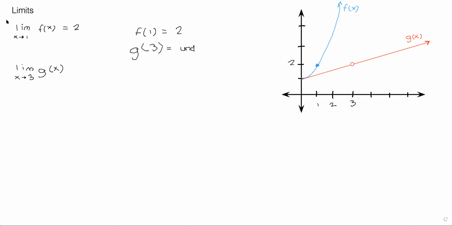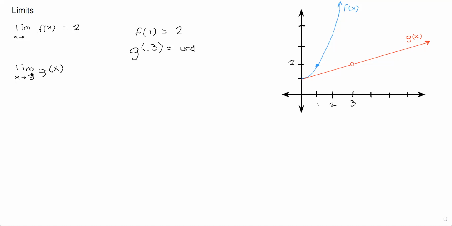So if we take a look at this first limit we did, the limit as x approaches 1 for our function f of x, this limit is equal to 2. So that's how we say it. This is the way we verbalize this information. We say the limit as x approaches 1 of f of x is equal to 2. The limit has a value of 2.